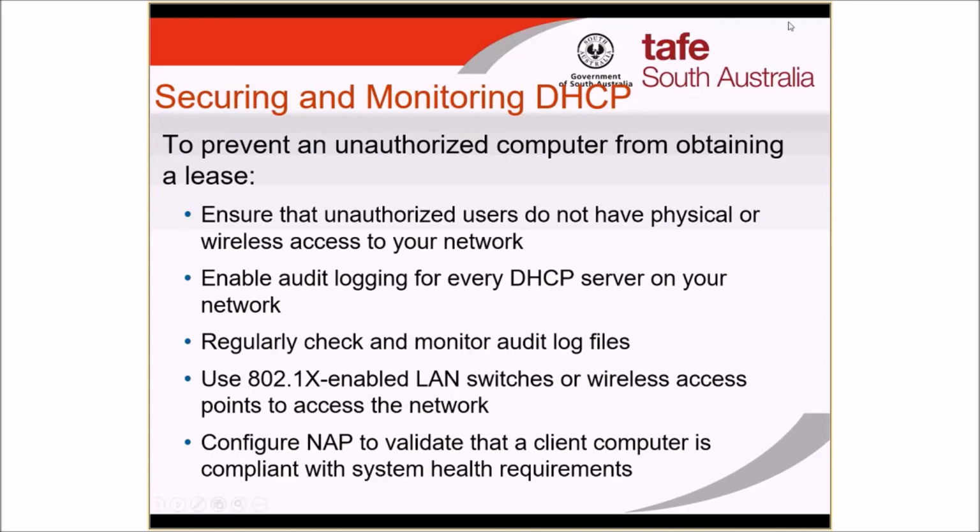But we can secure our DHCP server by not giving leases to any computers that are not authorized. Ensure that unauthorized users do not have physical or wireless access to your network. Enable audit logging for every DHCP server on your network. Regularly check and monitor audit logs. Use 802.1x enabled LAN switches. You'll talk about that when you go on with your Cisco.